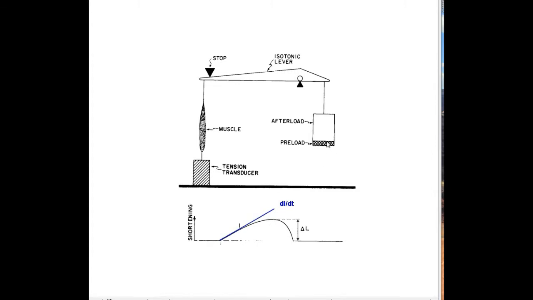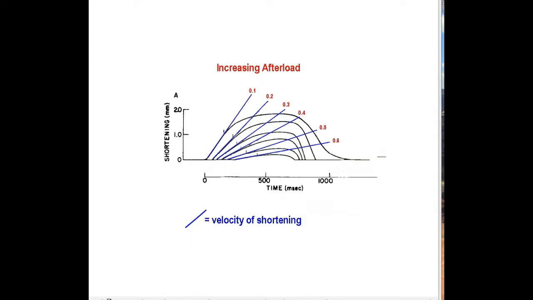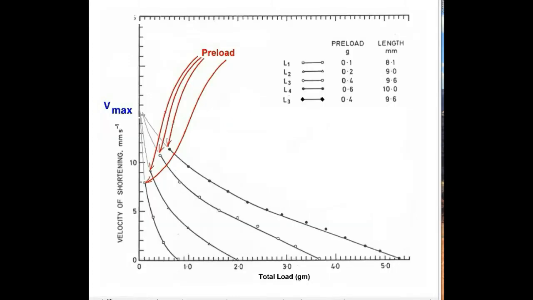Here you can see that we have the preload, and they could change the afterload, measure the tension developed, and the maximum velocity of the tension developed. The process involved determining the velocity of shortening at a given preload, and then adding additional load to measure the change in velocity of shortening. This allows the generation of a load velocity curve that can be extrapolated back to zero load.